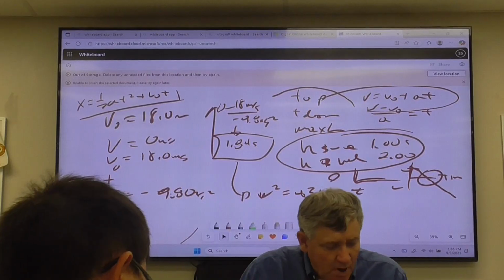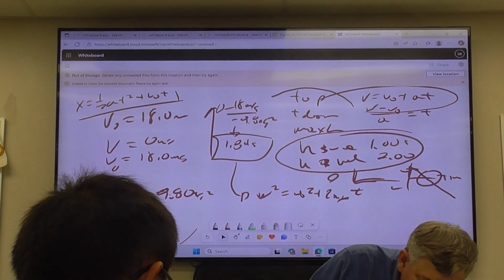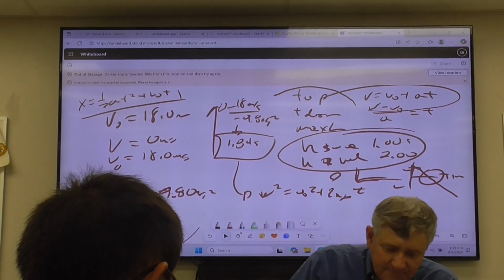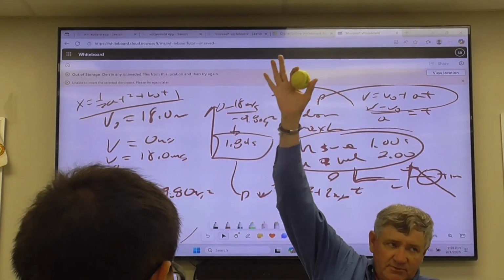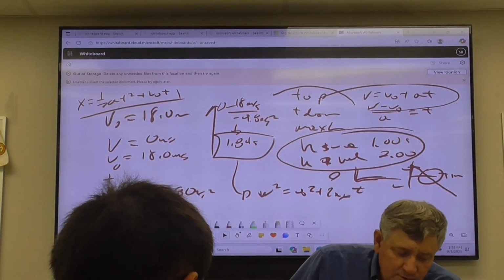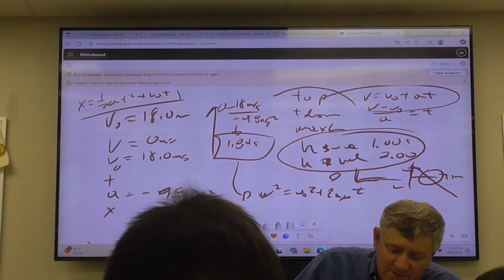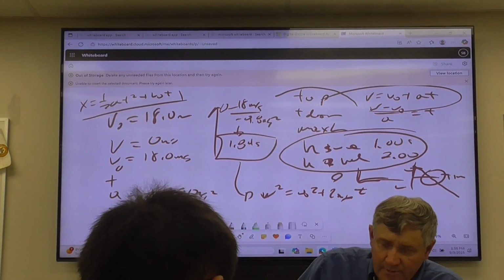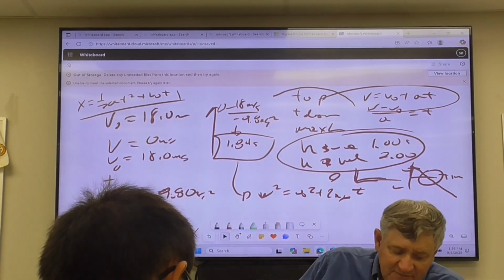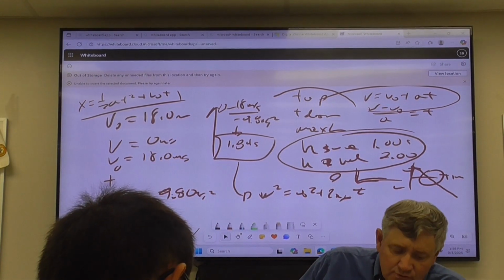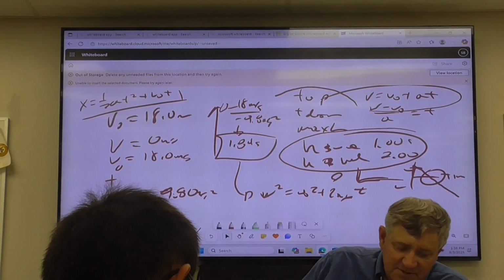When you get to question number 16, you're shooting a pyrotechnic up in the air and it's going to explode. Do not use that equation to find out how high the mortar is, because you don't know if it's on its way up or way down. So on 16A, do not use that equation.